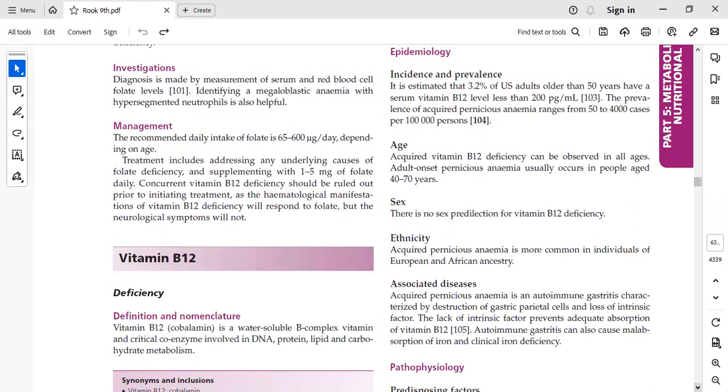Regarding epidemiology, they have mentioned that there is no age, sex, or ethnic predilection. Regarding ethnic predilection, they have mentioned that it is common in individuals of European and African ancestry, but we can say that it is also common in those ethnic groups who are pure vegetarian and who do not consume non-veg food. It is also commonly seen in those ethnic groups.